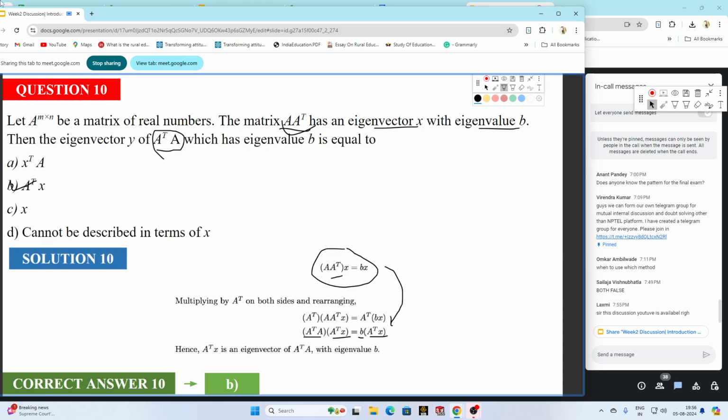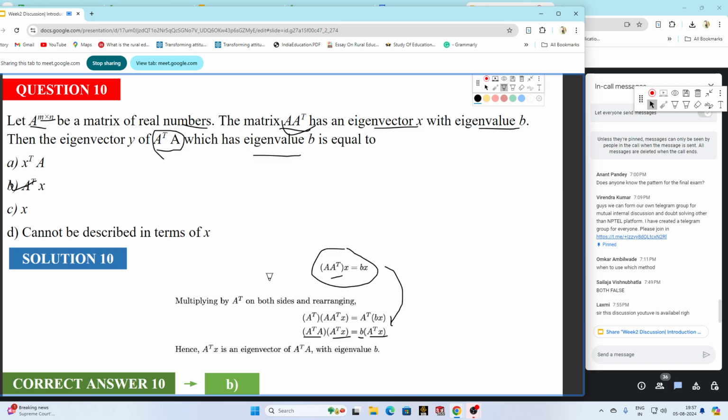Yeah, here in the question it has been asked that we have a matrix A of size m cross n, where m is the number of rows and n is the number of columns, a matrix of real numbers. The matrix AA transpose has an eigenvector x with eigenvalue b. Then the eigenvector y of A transpose A, which has eigenvalue b, is equal to this. That means we have been given the eigenvector and eigenvalue of one matrix, and we have been asked for the eigenvector of another matrix if the eigenvalue is given.